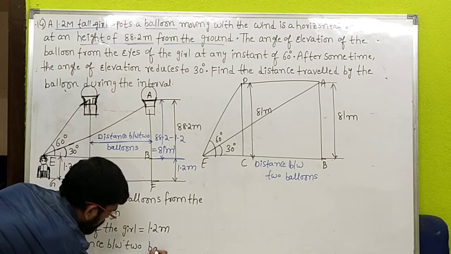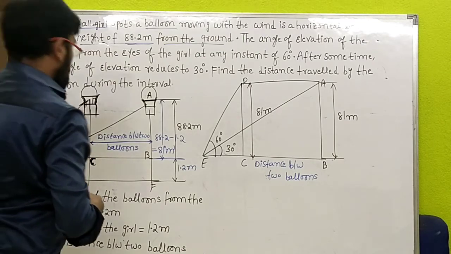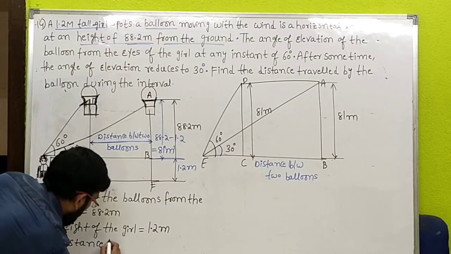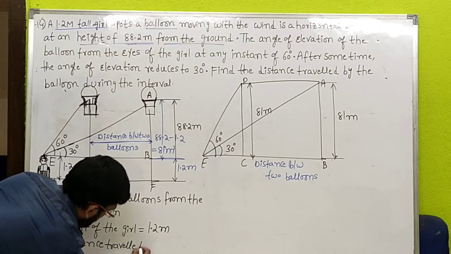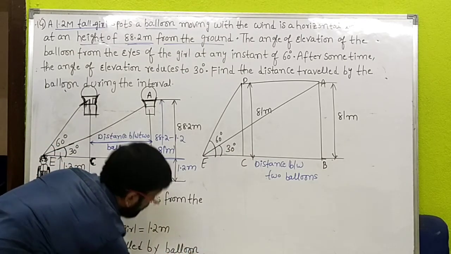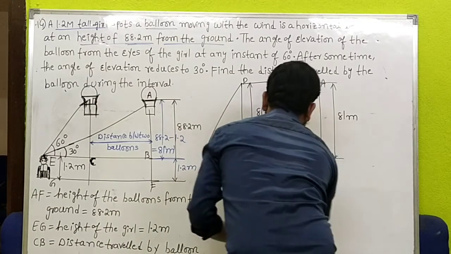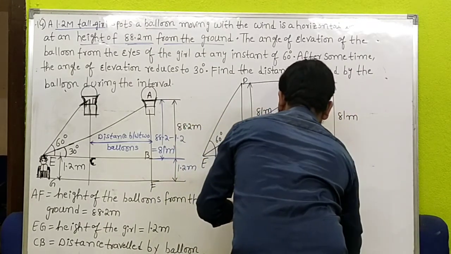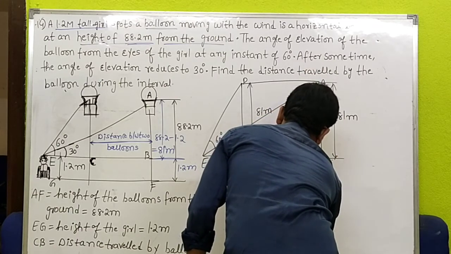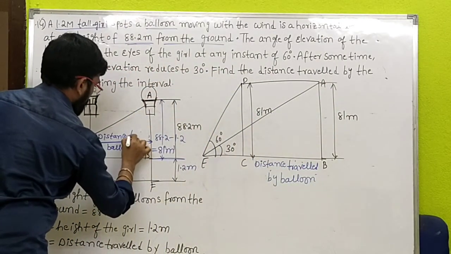The distance between CB is equal to the distance traveled by the balloon, not the distance between the two balloons. Distance traveled by one balloon only. Here also, distance traveled by the balloon.